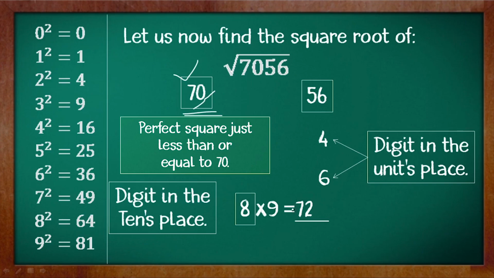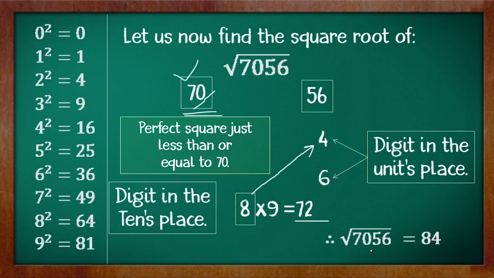Here the product is 72 and 70 is less than the product 72. So we'll choose a lesser number, that is 4. So what will be the answer? It will be 84. This is how we find the square root of 7056.